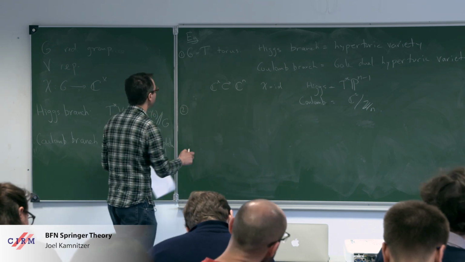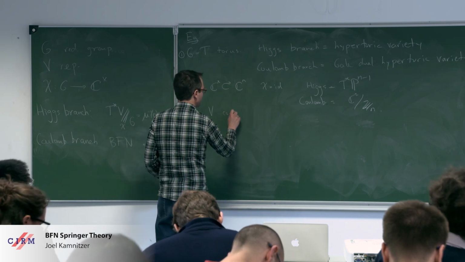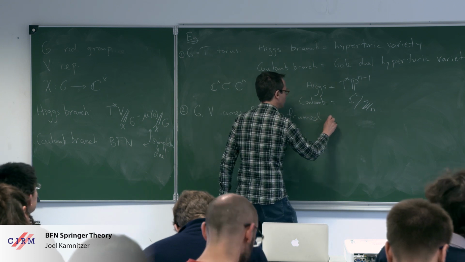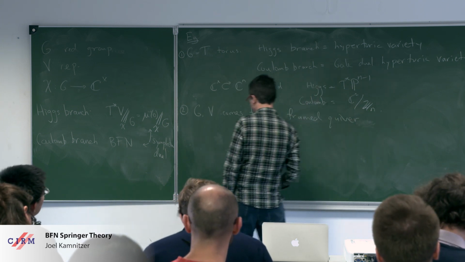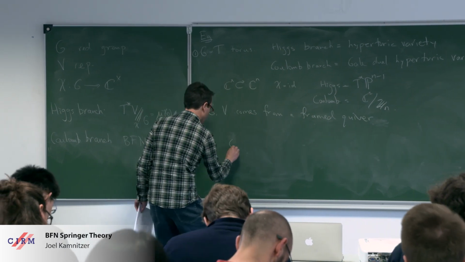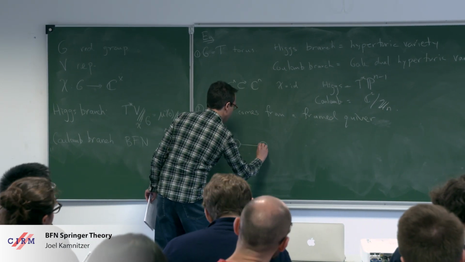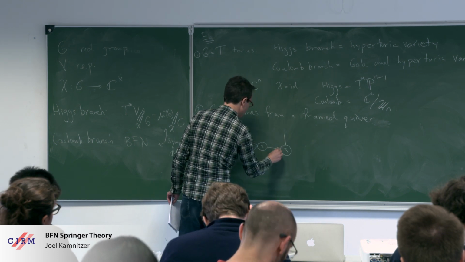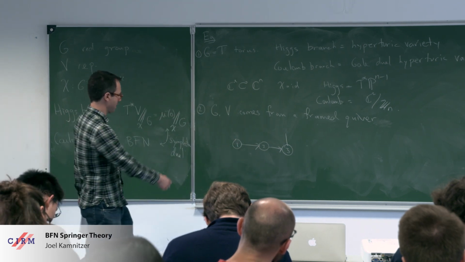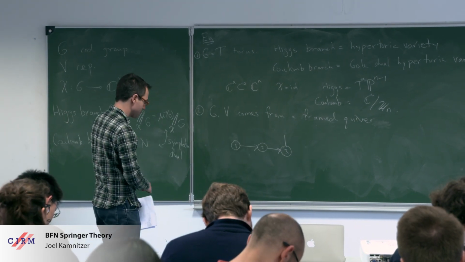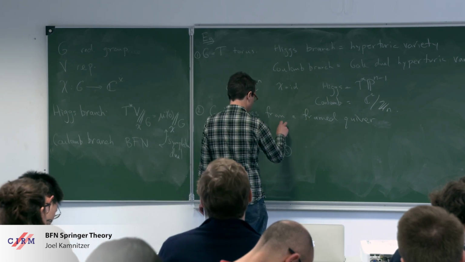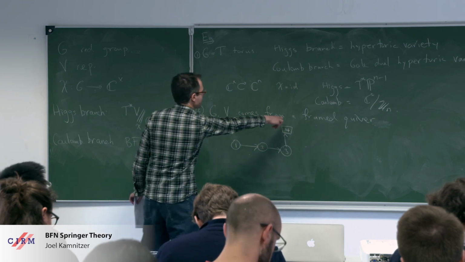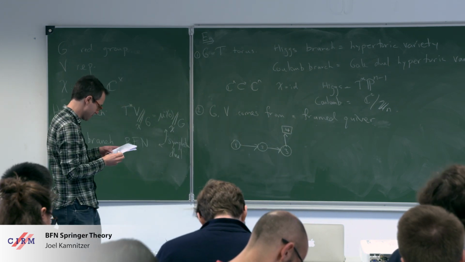Another important example is when G and V come from a framed quiver. Let me explain what I mean by that. We fix a quiver, usually with no loops and at most one arrow between two vertices. And I have a framing of my quiver. So I put in round circles the gauge vertices, and in square brackets the framing vertices.